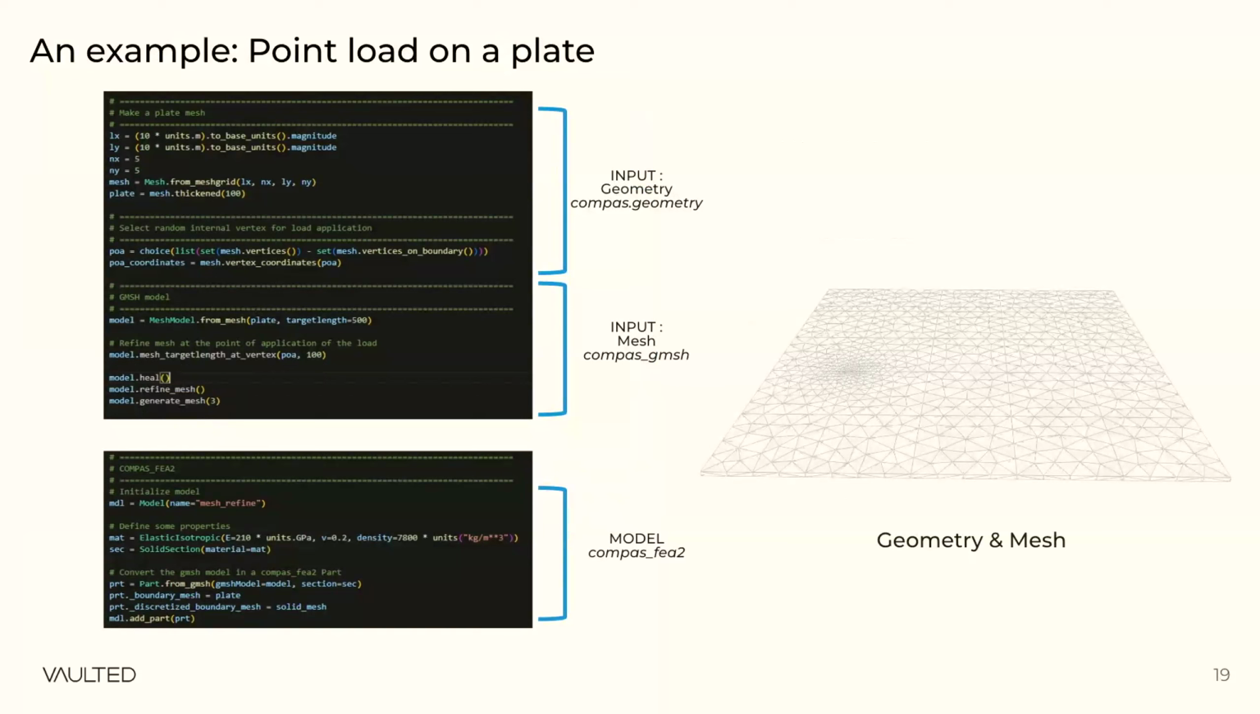So let's see all of that on a quite simple, let's say, example, which is a point load on a plate. So first, I did the input phase, which is with here COMPAS geometry and COMPAS GMsh. I created a geometry and a mesh. We can see it on the right. And then I took this geometry and I put it easily in COMPAS FEA2 to get my geometry.